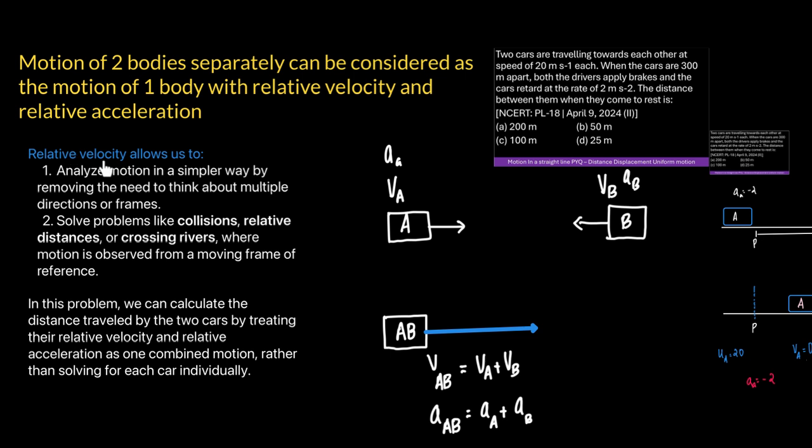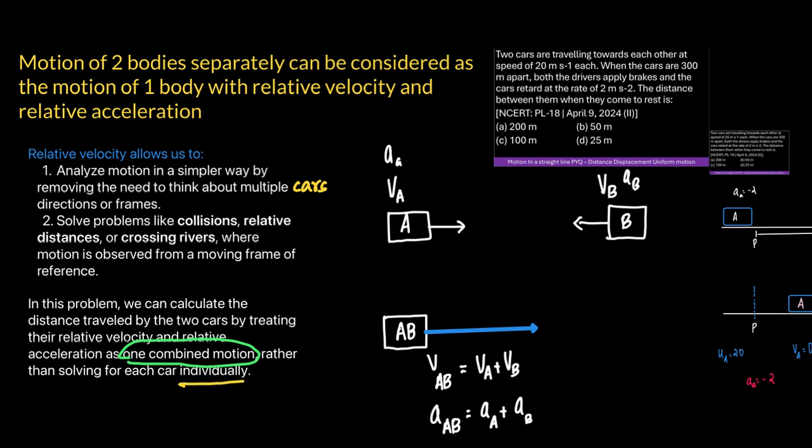When we use relative velocity, it allows us to analyze the motion in a simpler way. How? By removing the need to think about multiple directions or multiple frames, to be more precise with respect to this question, or multiple cars. In this problem, we can calculate the distance traveled by the two cars by treating their relative velocity and relative acceleration as one combined motion. This is really important. As one combined motion rather than solving for each car individually.